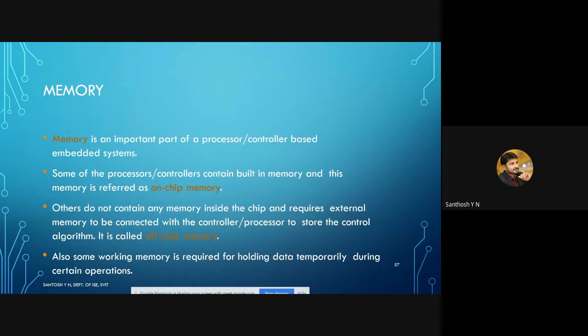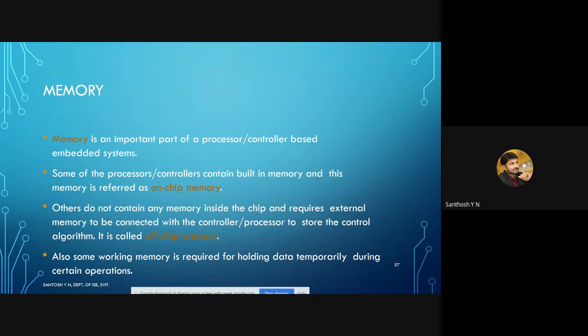Okay, today we'll be discussing a memory concept. So what is memory? Memory is a very important thing which is required in order to design any embedded systems, right? Memory is an important part of the processor or controller based embedded systems. Some of the processors or controllers contain a built-in memory, and that is called on-chip, right? The memory will be already present on the single platform. So that type of memory is called on-chip.